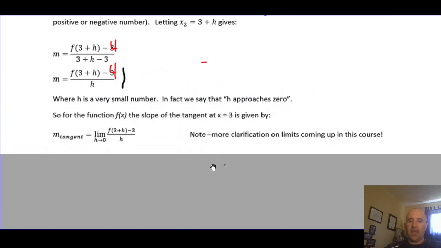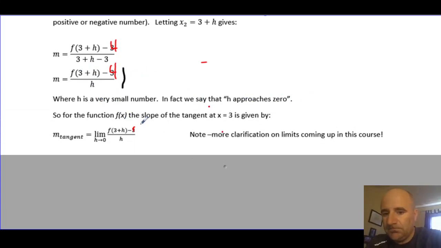And then we can add in this idea of, rather than just saying, again, that should be a 4 there, rather than saying f of 3 plus h minus 4 divided by h, we can say the limit as h approaches 0 of this amount. Now notice you can't actually just say h is equal to 0.